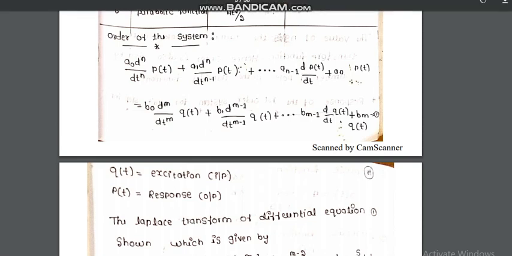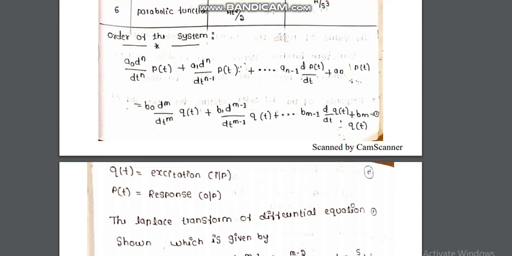So here we will see the order of the system. For input, excitation, and for response output, by using a differential equation, we can represent by using equations P of t and Q of t. So here Q of t is called the excitation and P of t is the response.